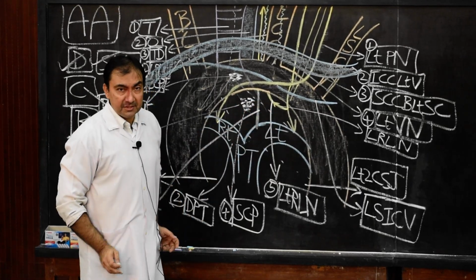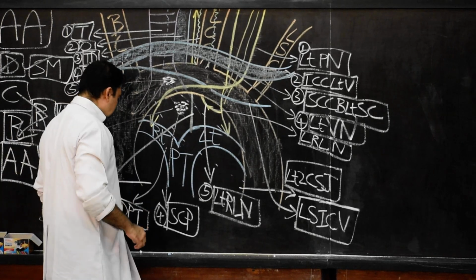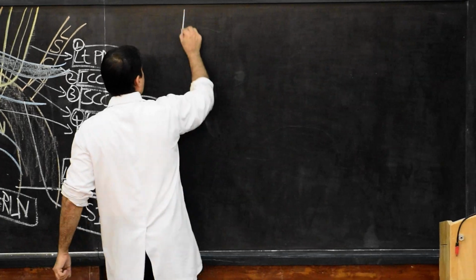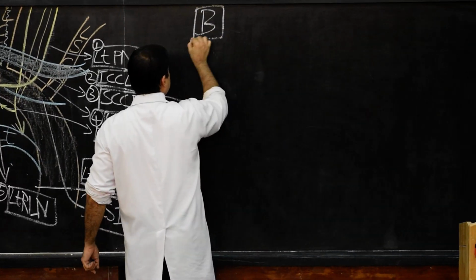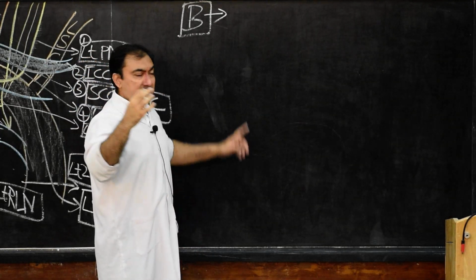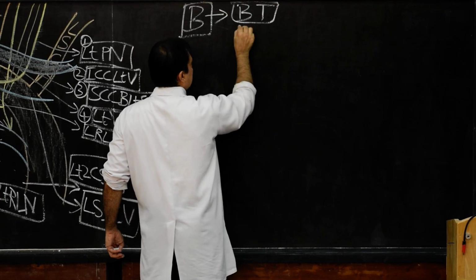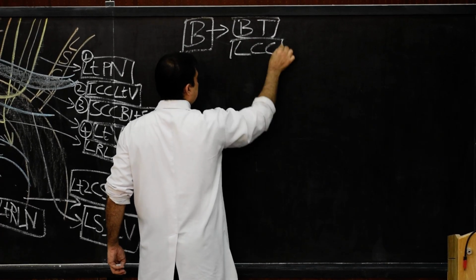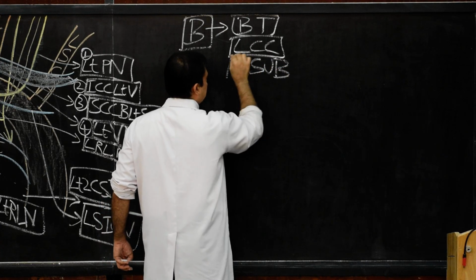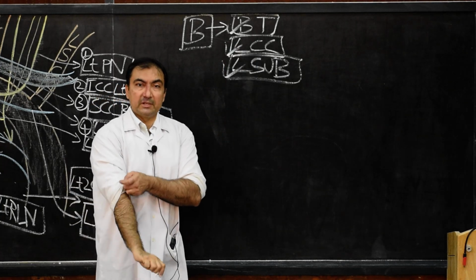Now we come to the branches. Please come on this side. Now in these branches, how do we remember? Please note down 3 main branches: the brachiocephalic trunk, then the left common carotid artery, and the left subclavian artery. These are the 3 main branches of the arch of aorta.